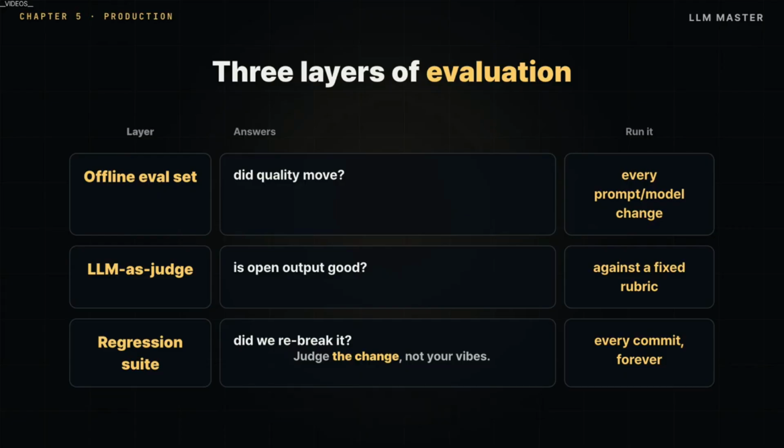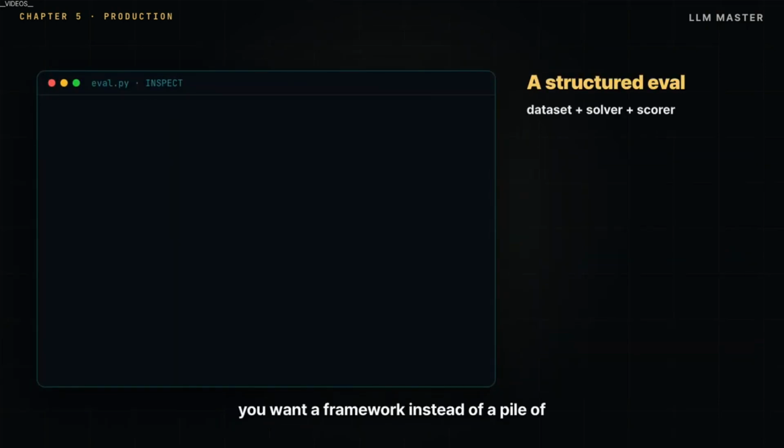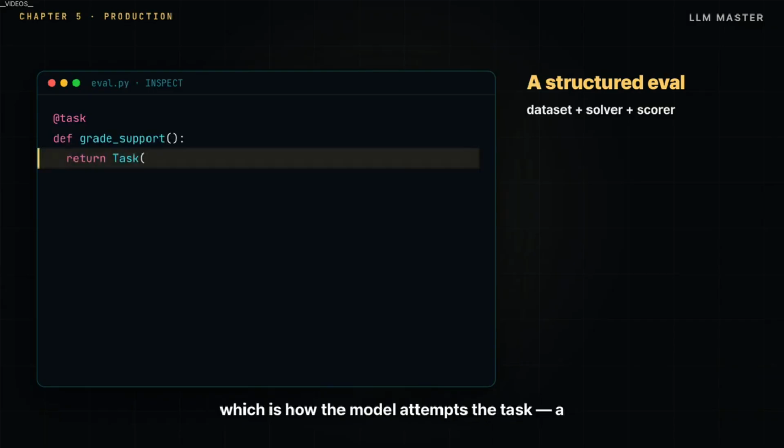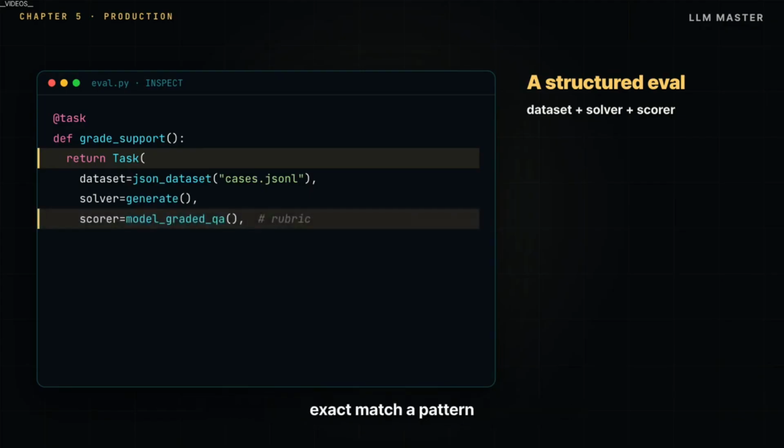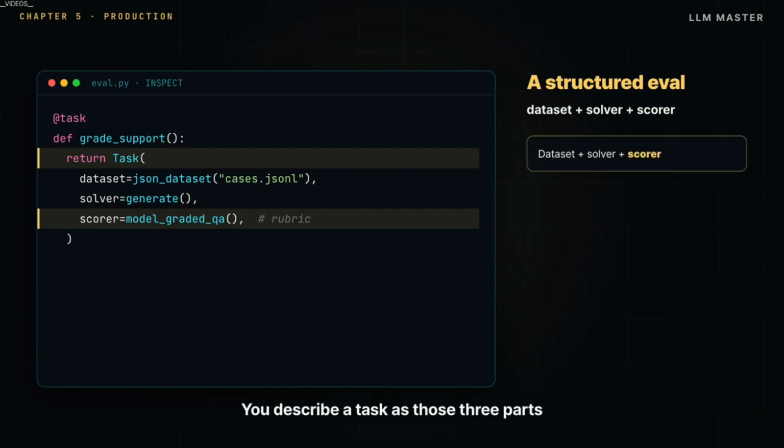Once you're serious about evals, you want a framework instead of a pile of scripts, and Inspect from the UK's AI Safety Institute has become a standard. It gives you 3 clean pieces: a dataset of samples, each with an input and a target; a solver, which is how the model attempts the task, a plain generation, a chain of thought, or a full tool-using agent loop; and a scorer, which decides whether the attempt passed, an exact match, a pattern, or a model-graded rubric where another model judges the answer. You describe a task as those 3 parts, run it from the command line, and get a structured, reproducible log you can compare across models.